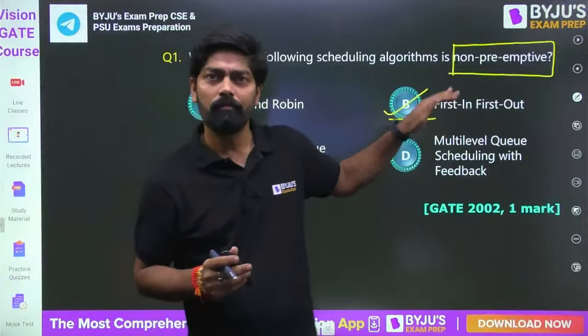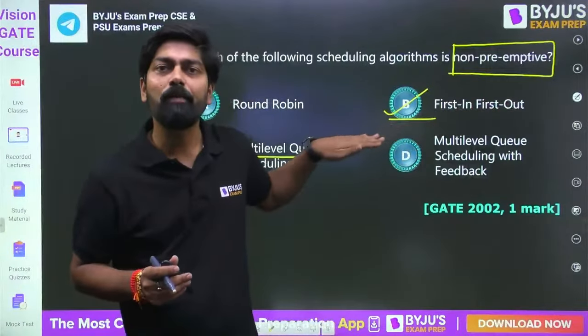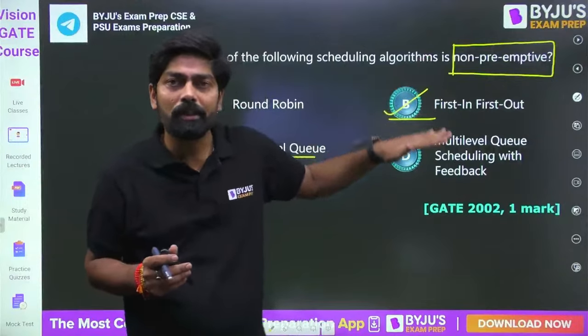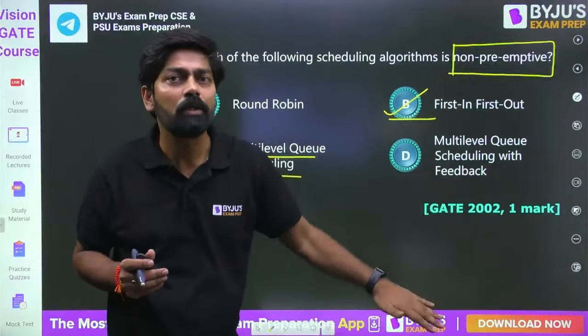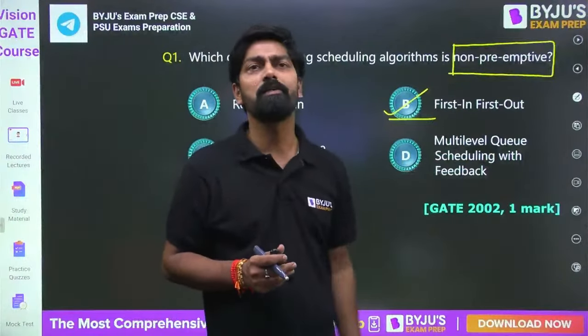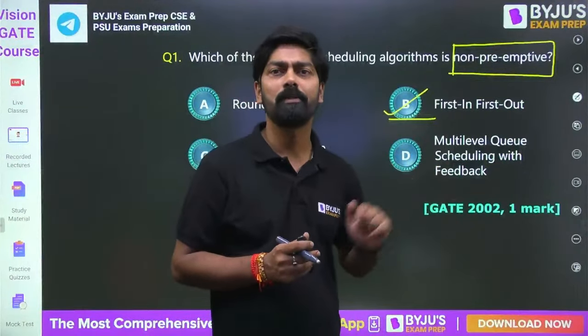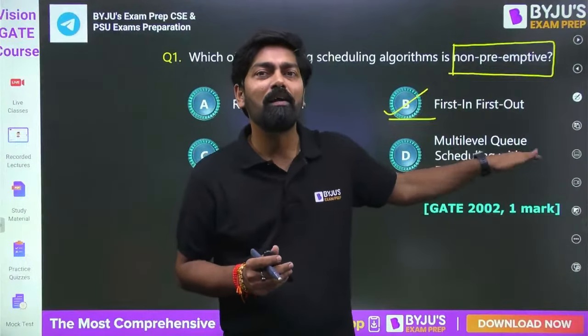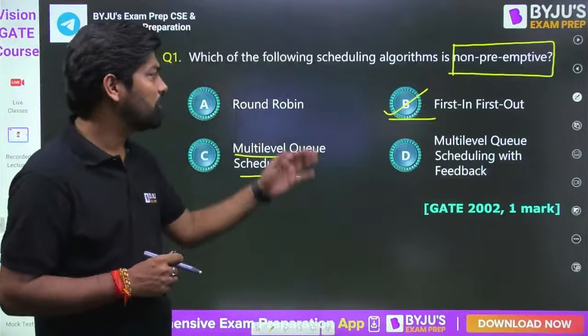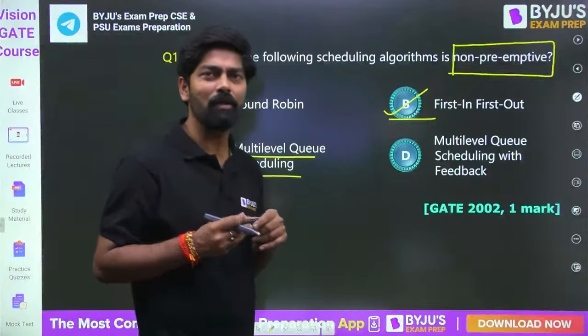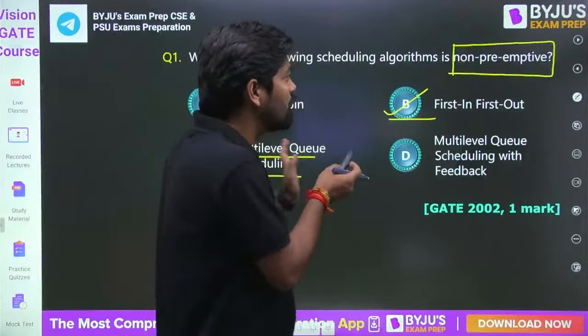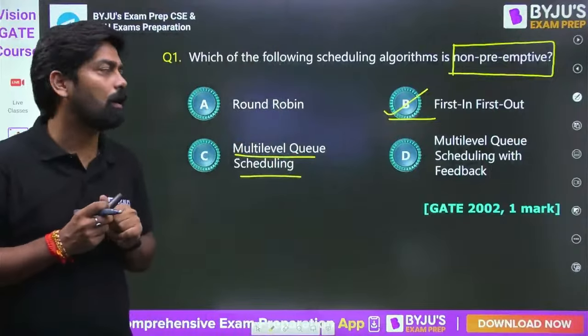Multi-level queue scheduling with feedback is based on round robin, everyone knows. We have multiple queues with gradually decreasing time quantum. So it is also preemptive scheduling, because it is based on round robin. So the answer is first in, first out. But see here, they will definitely not ask this question in the next year or upcoming years.